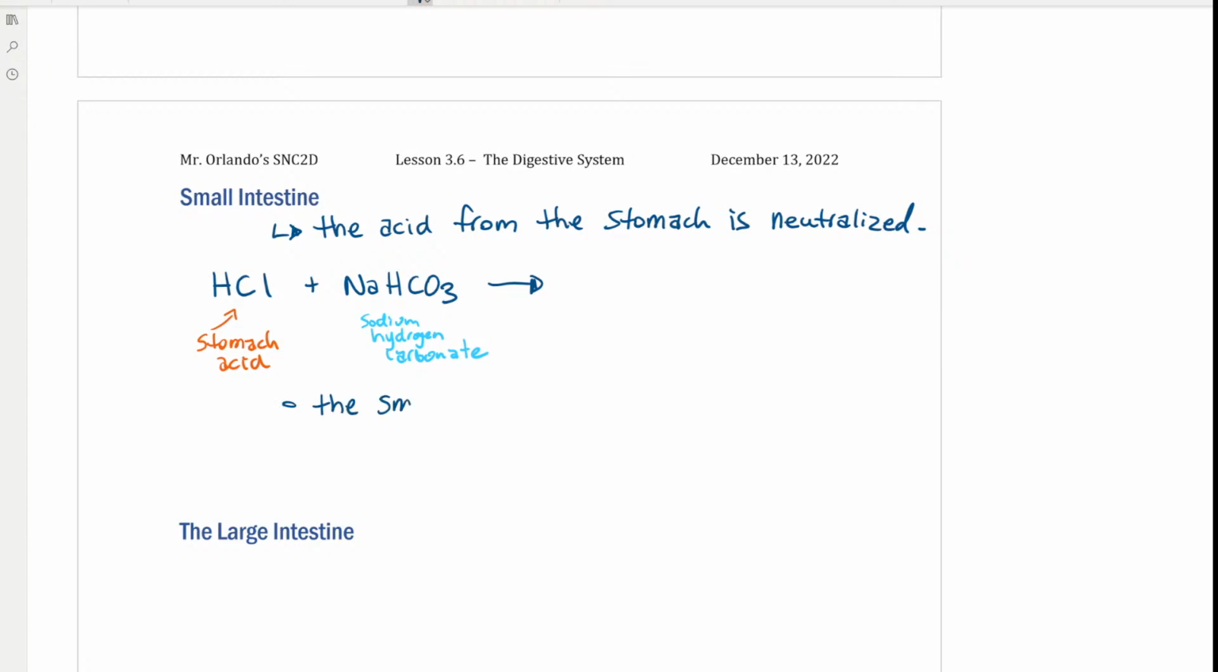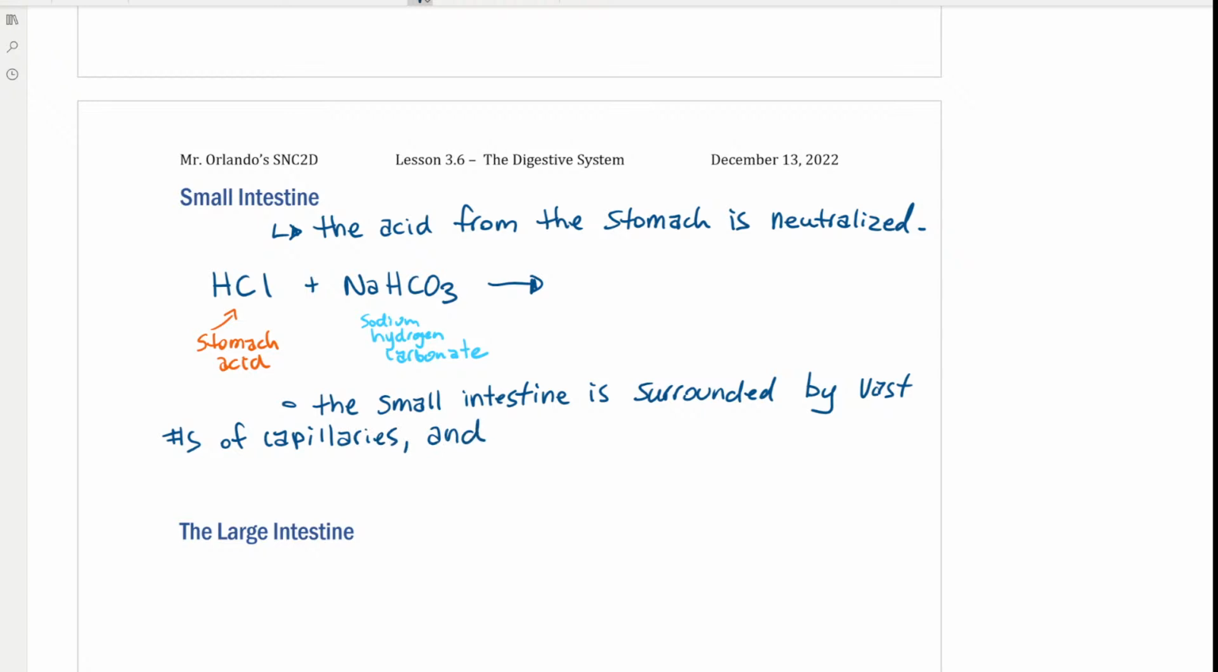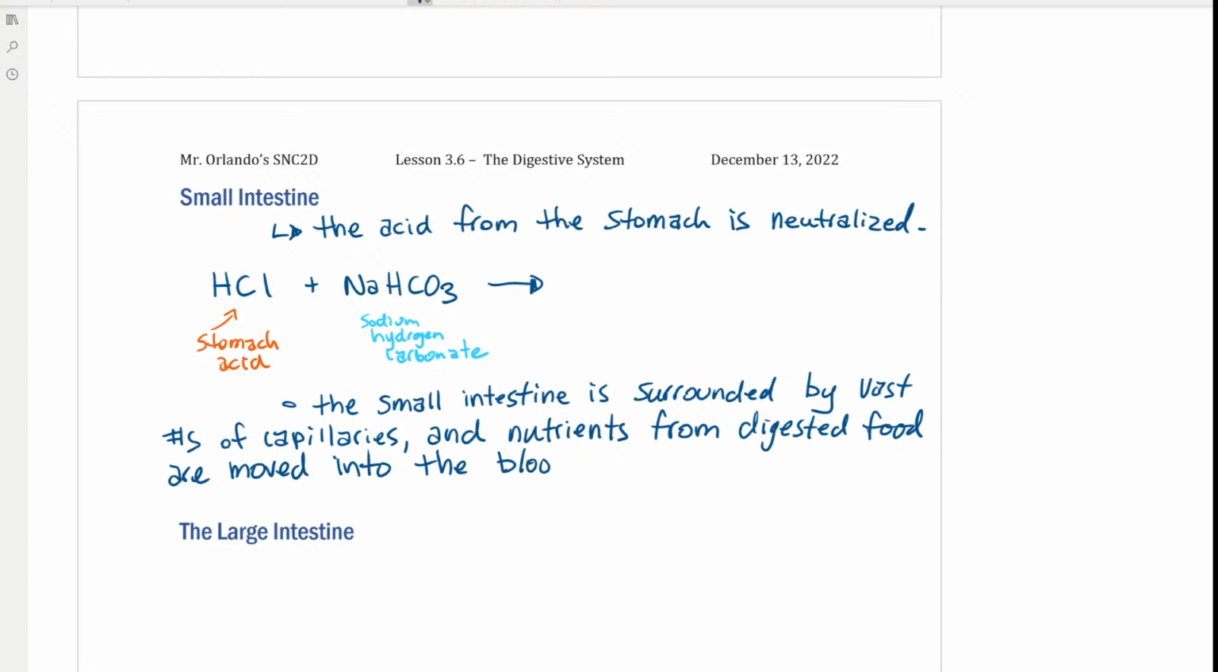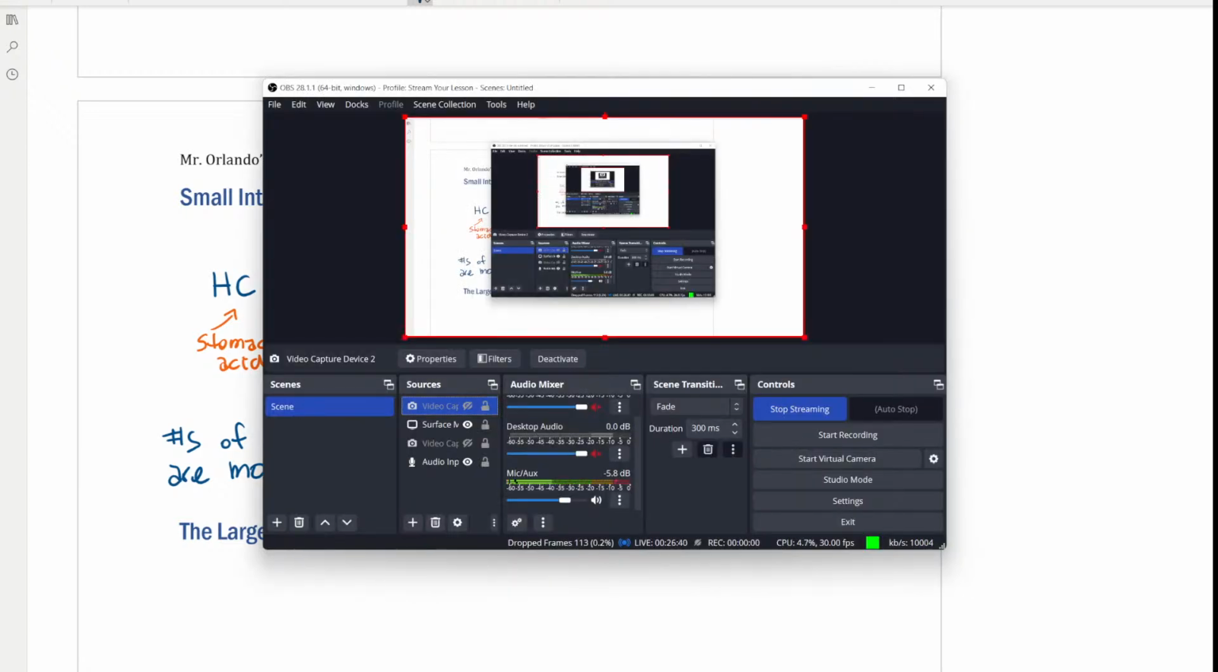The small intestine is surrounded by vast numbers of capillaries, and nutrients from the food are moved into the bloodstream. And don't worry, I'll put that back up. But this is a key thing.